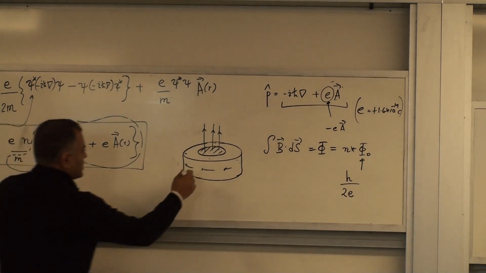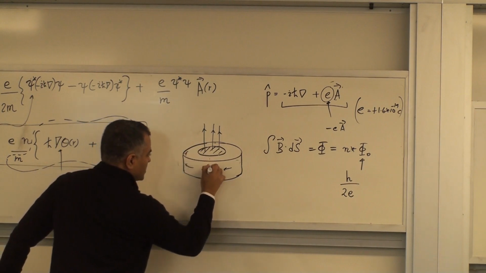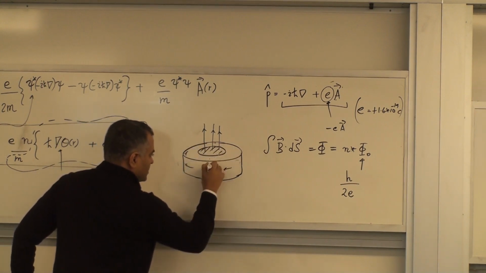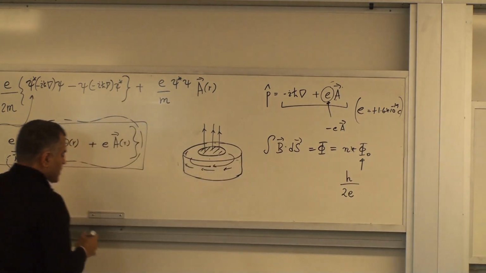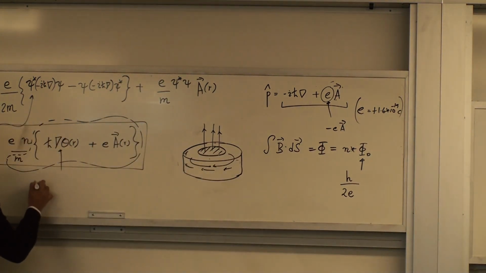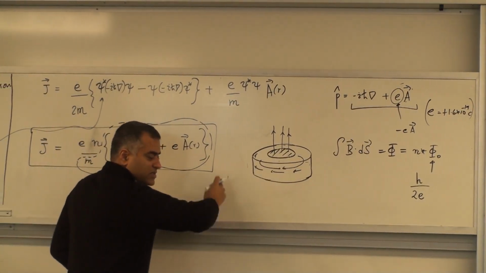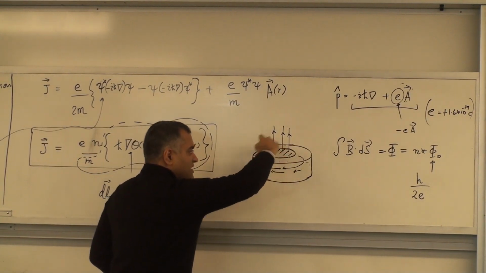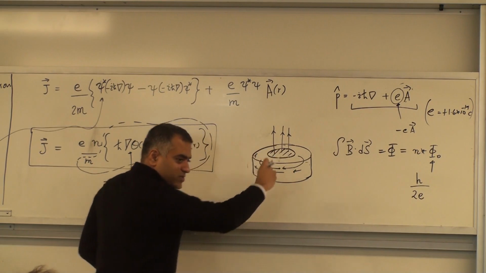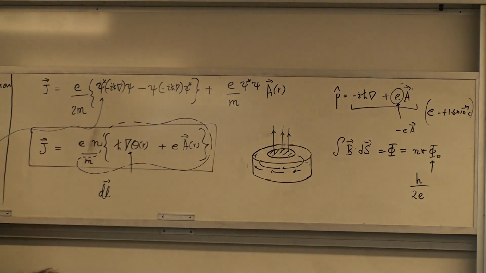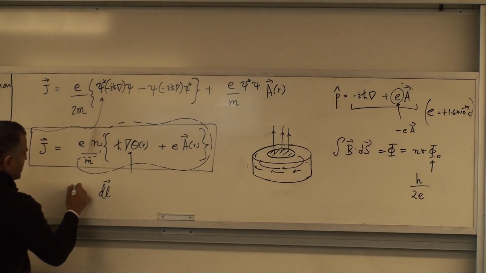What you can do is sit somewhere deep inside the bulk of the material, away from the London penetration depth, and choose a loop that goes all around. Let's say the path length is given by dl, the differential length along the loop circumference, inside the superconductor, not inside the opening. And there, you can evaluate j dot dl.